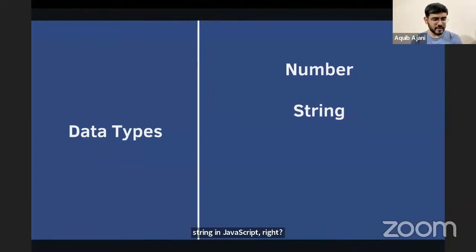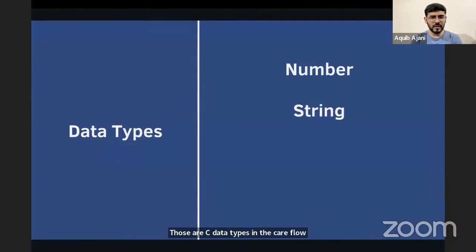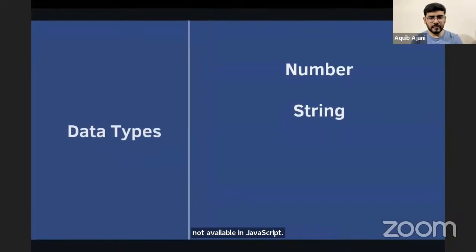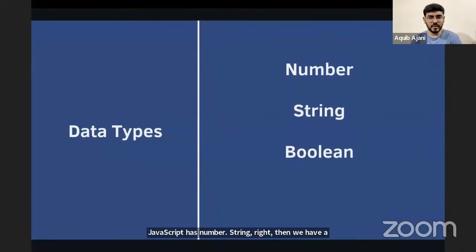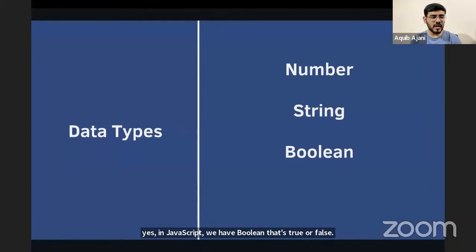And no, Sheikh, this does not work the same way. Those are C data types. Int, char, float, double, they are not available in JavaScript. JavaScript has number. Then we have Boolean. Boolean is not available in some other languages, but in JavaScript we have Boolean, that's true or false. So we don't say 0, 1, -1, none of that. We use true and false, lowercase. So lowercase true, lowercase false, that's Boolean.